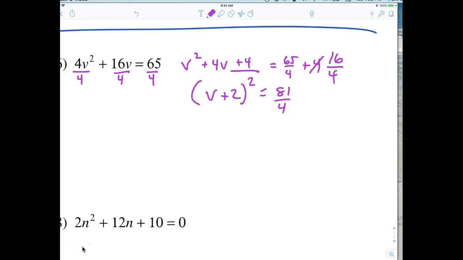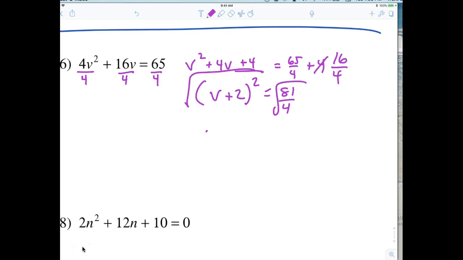All right, now you're taking the square root of both sides. So we have v plus 2 is equal to plus or minus 9 halves. Everybody okay with that being v plus 2 equals plus or minus 9 halves? Remember, with a fraction, when you take the square root, you're taking the square root of the numerator, and you're also taking the square root of the denominator. Any issues?